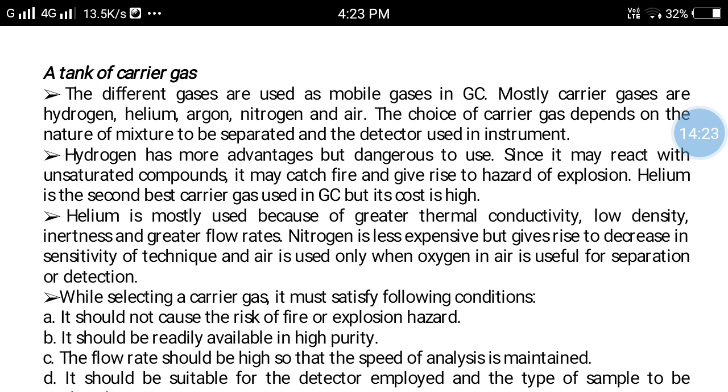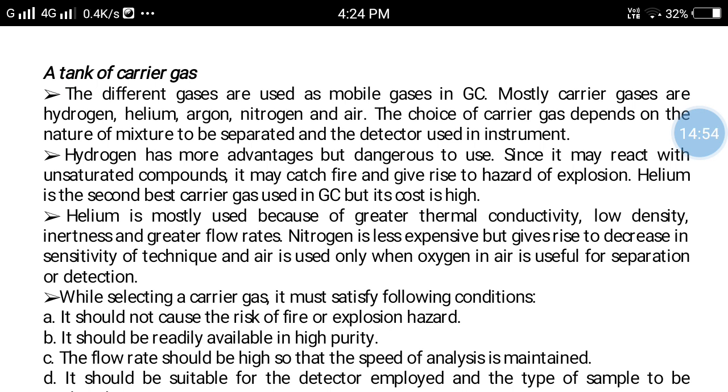Helium is the second best carrier gas used in GC, but its cost is high. Helium is mostly used because of the greater thermal conductivity, low density, inertness, and greater flow rates. Nitrogen is less expensive but decreases the sensitivity of the technique, and air is used only when the oxygen in air is useful for the separation or the detection.